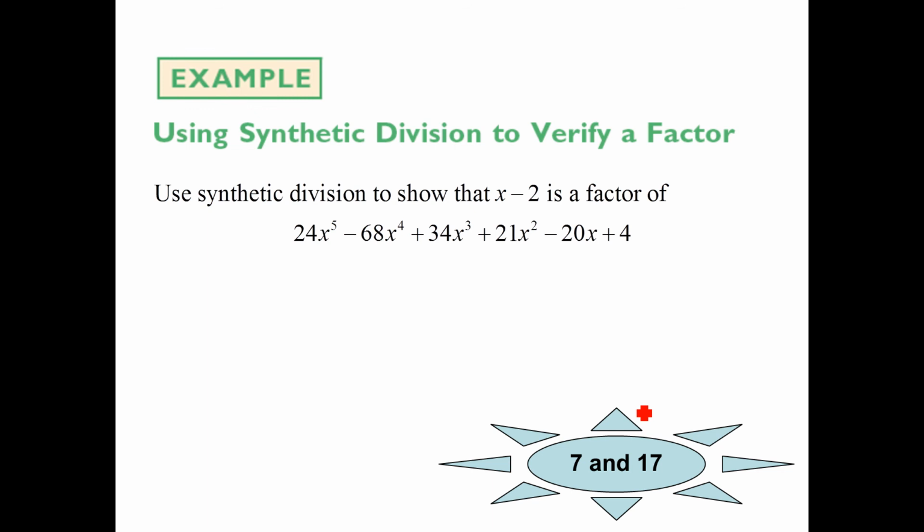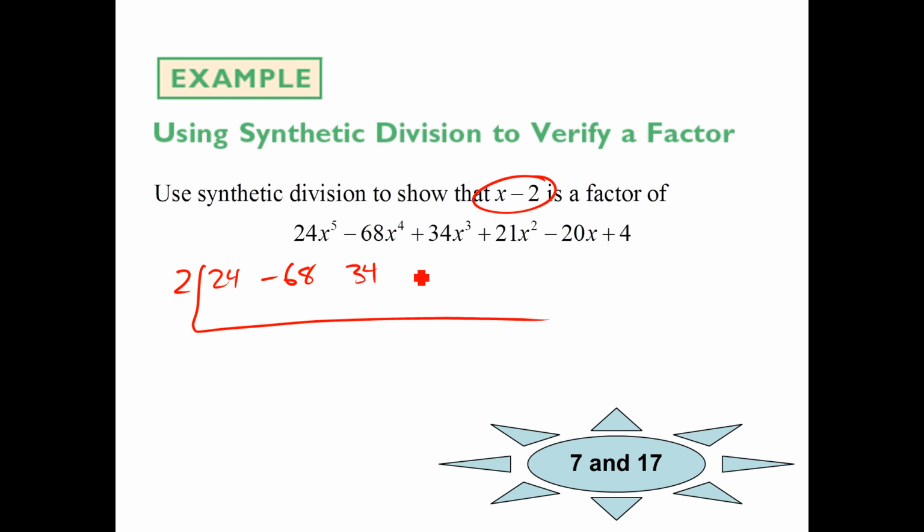Let's try one more. Use synthetic division to show that x minus 2 is a factor. That means you're going to have no remainder at all. So here we go. We're going to divide by x minus 2, so 2 goes on the outside. Put in all your coefficients. 24, negative 68, 34, 21, negative 20, positive 4. We bring the first coefficient down. 24. Multiply. 2 times 24 is 48.